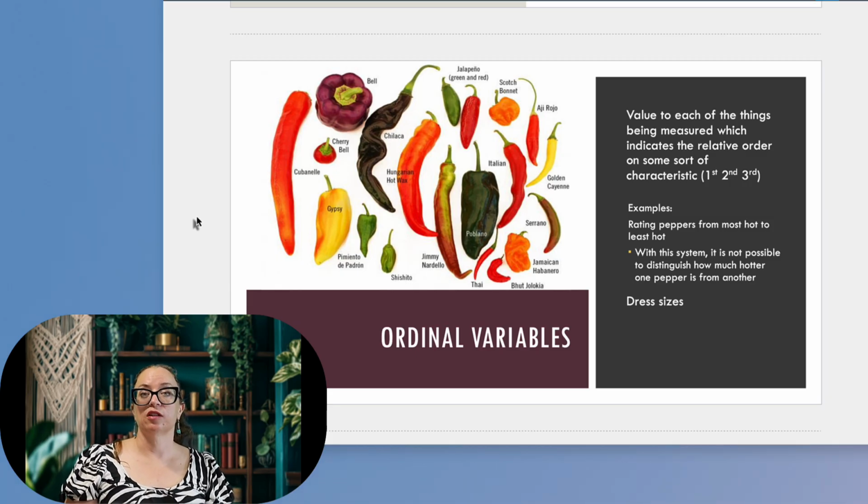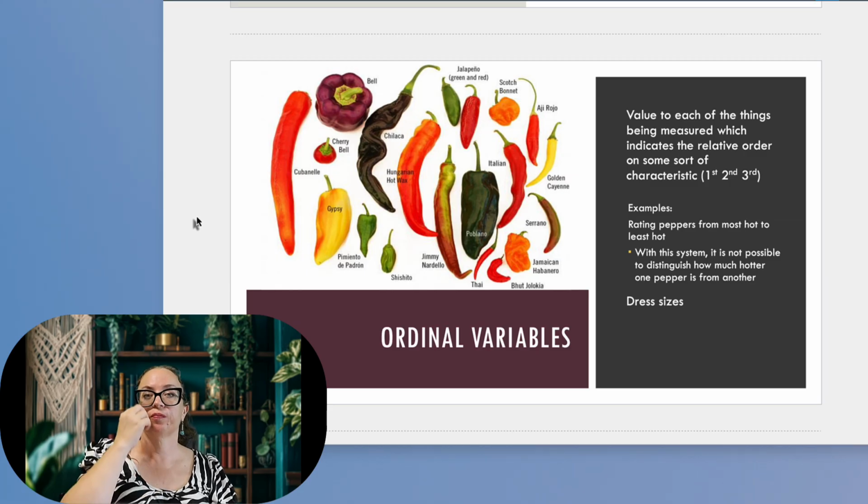Okay, it's not the same distance. So this is the sort of pitfall here, but it's a great way to organize data into some type of quantitative or ranked order list. It's just not super accurate.